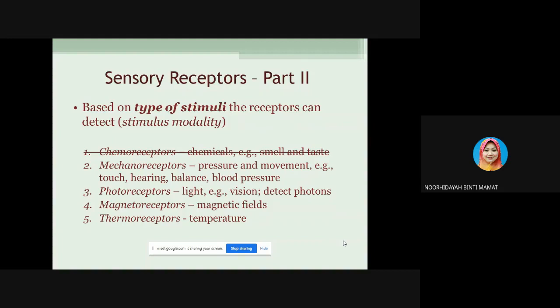The other classification of sensory receptor is based on the type of stimuli. We have five here: chemoreceptor, mechanoreceptor, photoreceptor, magnetoreceptor, and thermoreceptor. So for today, we are going to continue with mechano, photo, and magnetoreceptors, and also the last one, the thermoreceptor.